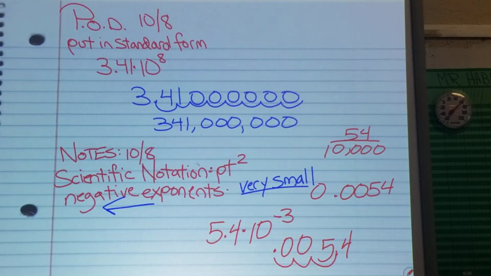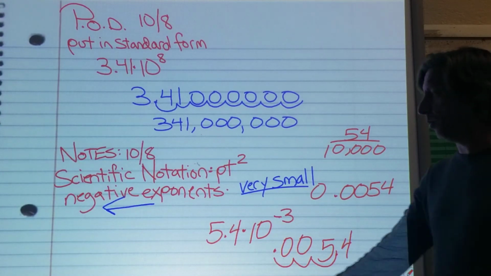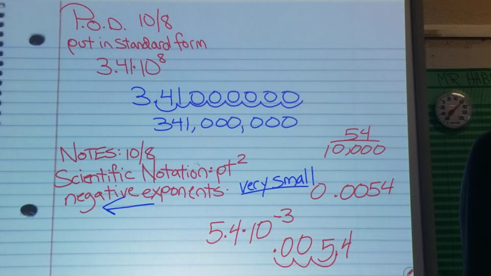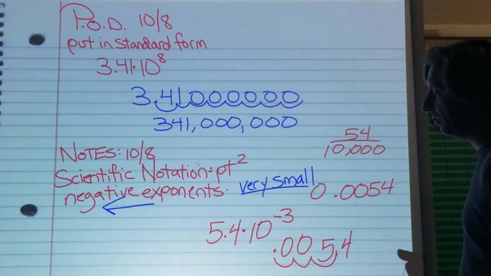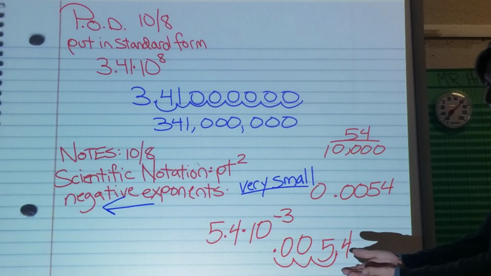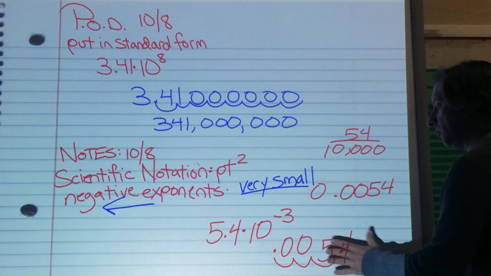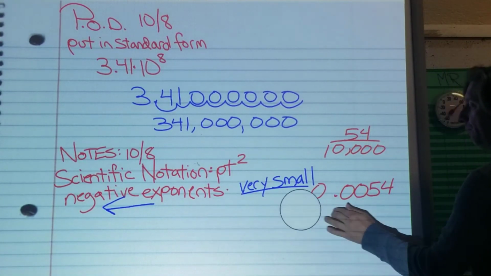All right, so pretty simple stuff. Negative exponent, point goes to the left. Positive exponent, point goes to the right. Negative exponents have a very small number. Positive exponents have a very large number. All right, so we'll give you some of these to try today. Oh, let me do one more with you.